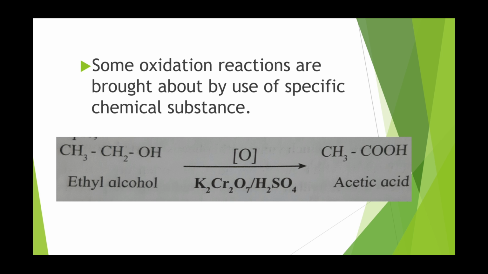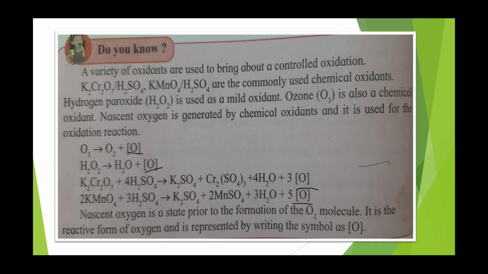And hence we have mentioned it under the arrow. Some oxidation reactions are brought about by the use of specific chemical substances which are said to be oxidants. Here potassium dichromate and sulfuric acid are used as an oxidant. Now a variety of oxidants are used to bring about a controlled oxidation. The last example which we have studied is potassium dichromate and sulfuric acid.